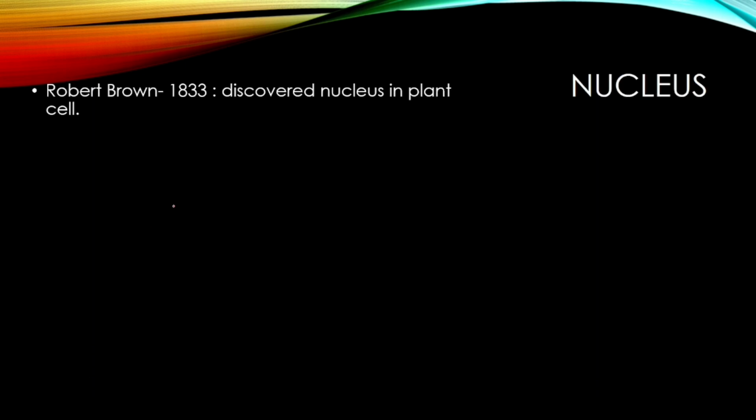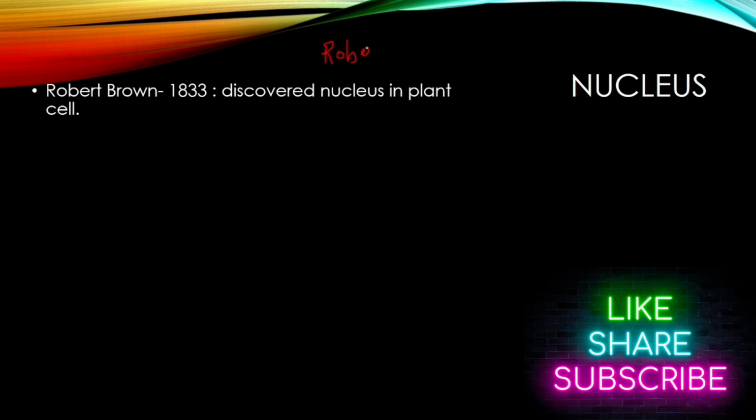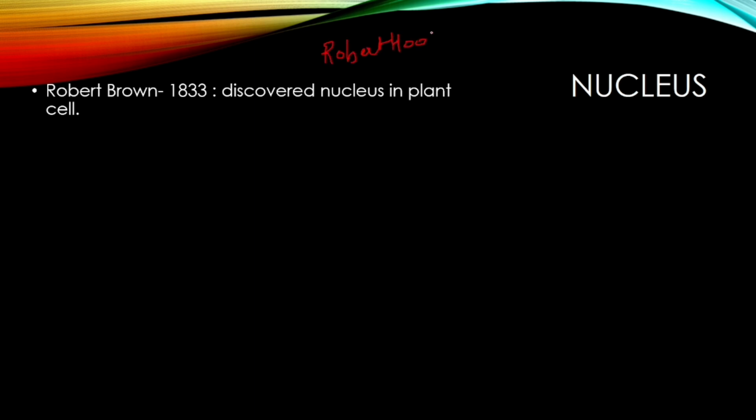Next one is the nucleus. Robert Brown in the year 1833 discovered the nucleus in plant cells. If you remember, Robert Hooke discovered cells, right? When Robert Hooke discovered cells, he coined the term cells also. He worked on cork cells. Cork cells were dead cells. So he discovered only the compartments, and he did not see the nucleus. So he named them cells.